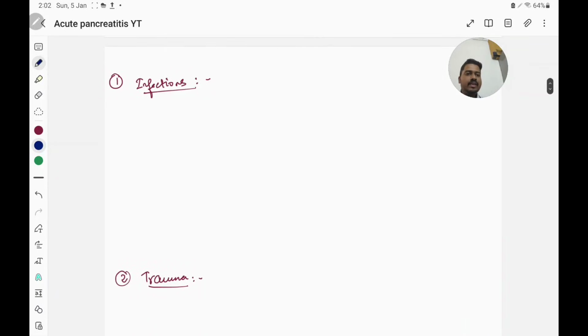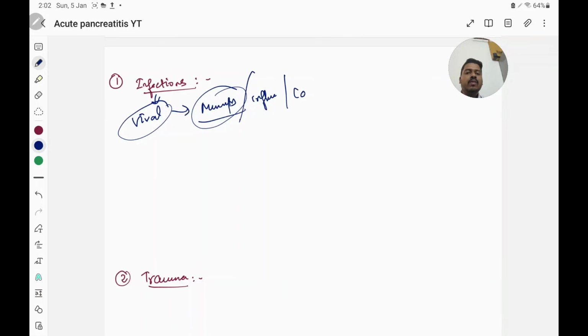Anytime we get infection, we divide it as viral, bacterial, protozoal, etc. In children, viral is the most common cause. One of the most important viruses is mumps, followed by influenza. You can have Coxsackie, Hep A, Hep B. These can also cause it, and there are many other viruses also. These are the most important ones to name.